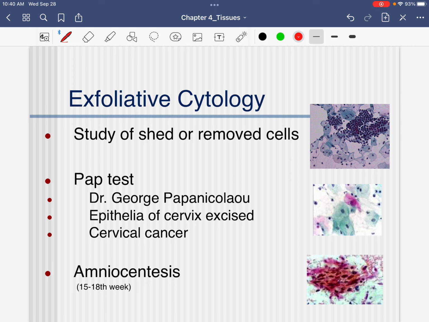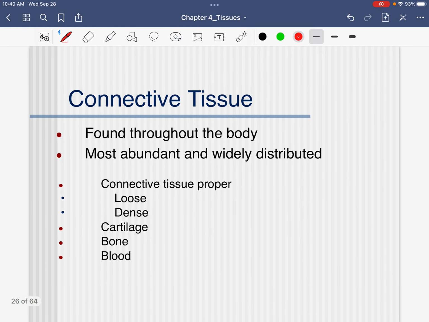Another example could be an amniocentesis. This is more of a fluid sample taken from a pregnant woman's belly. But indeed, we can take a look at some of the epithelial tissue in that to see if it looks normal. You don't need to know this, but I'm just giving you some examples.